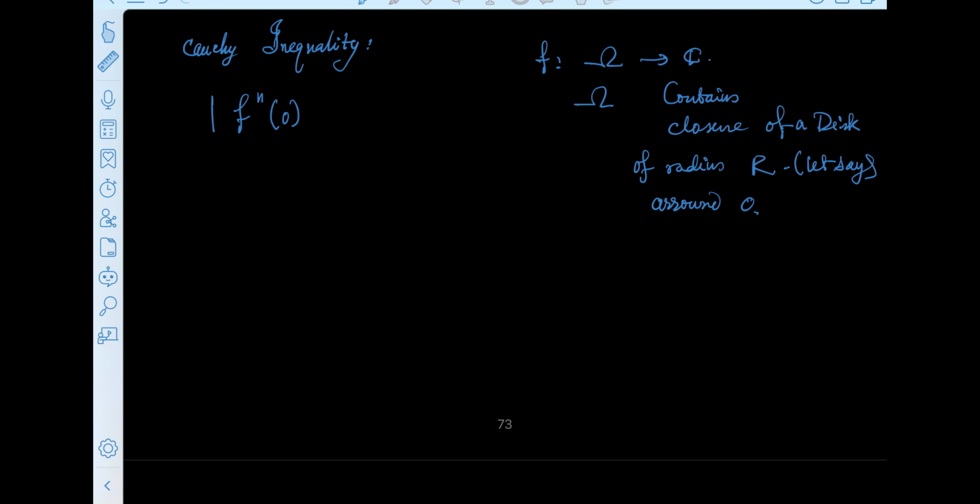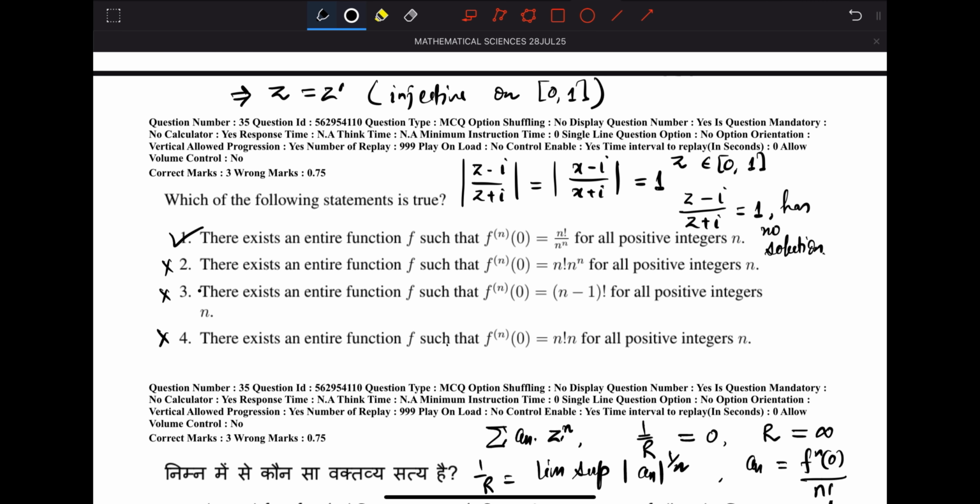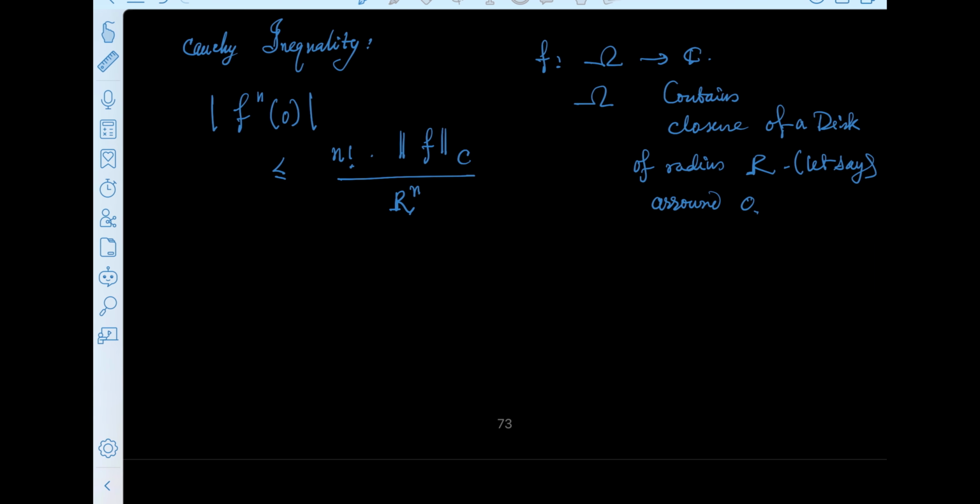Then we know by Cauchy inequality, mod of the n-th derivative of f at 0 is less than or equal to n factorial times the supremum of f evaluated on the circumference of that circle, call it M, divided by r to the power n, right? So I will show that these three options 2, 3 and 4 will not satisfy this inequality for large n. Let us do that.